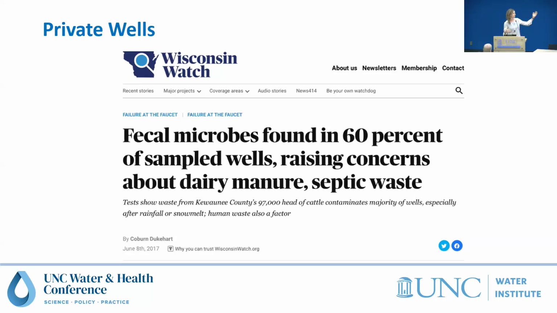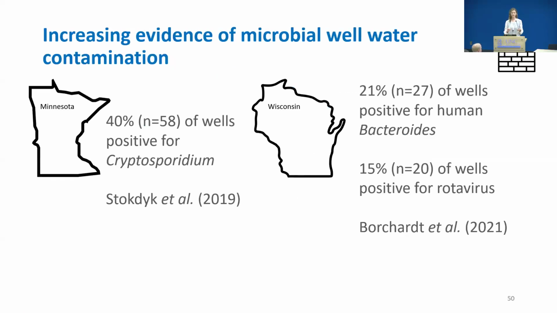This is work from a colleague in Wisconsin, where they found 60% of wells sampled had fecal contamination, and they sourced it back to dairy manure and septic system waste. There's even more recent evidence from the same research group showing that in Minnesota 40% of publicly supplied water wells had cryptosporidium, which really shook up, I think, the folks at the EPA, because groundwater can be disinfected with just chlorine, and cryptosporidium is resistant to chlorine.